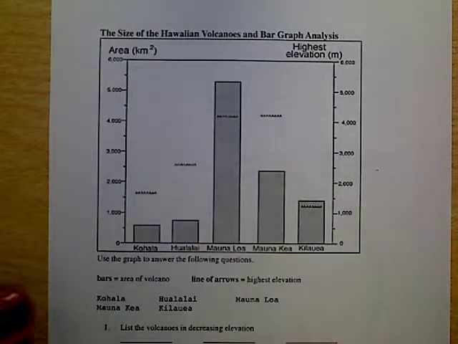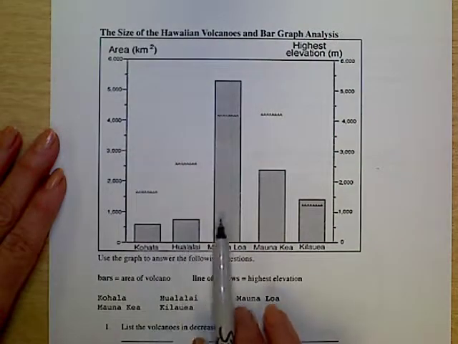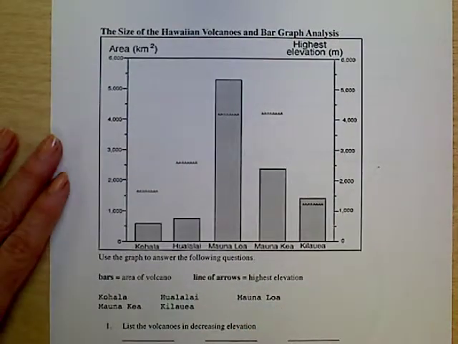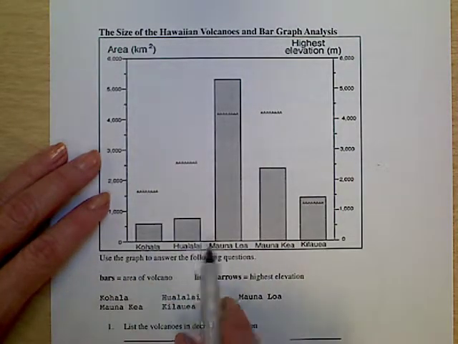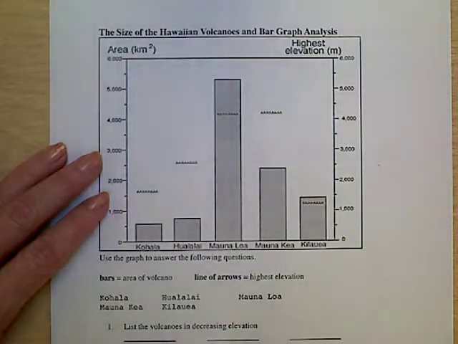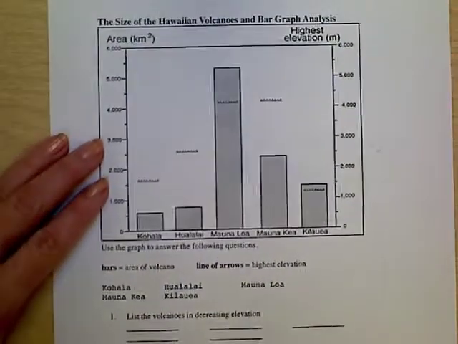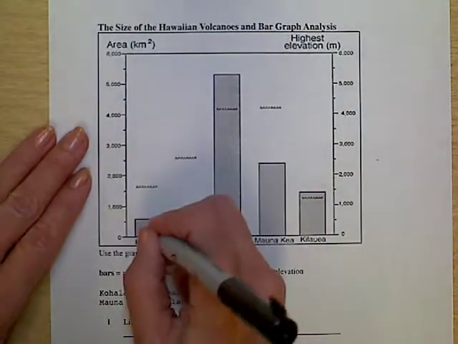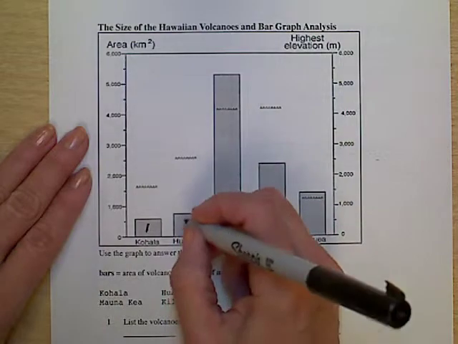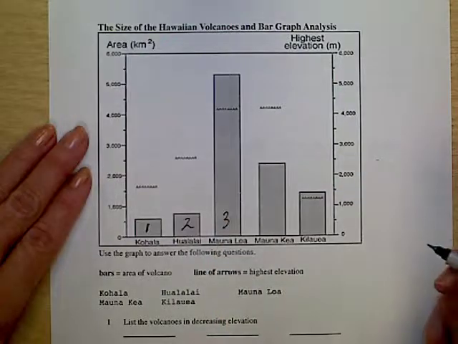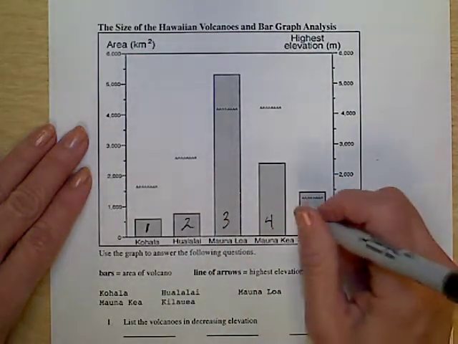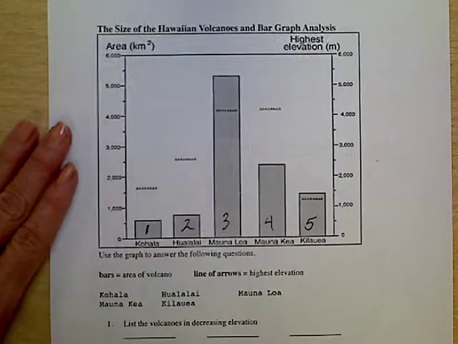Let's take a look at this chart that you guys had so much trouble with when we were talking about the size of the Hawaiian volcanoes in this bar graph analysis. So let's first take a look at the graph. We have 1, 2, 3, 4, 5 different volcanoes that we're looking at in the Hawaiian Islands. And instead of using the names, because number one, they're so difficult to pronounce, but number two, the lines on our paper are so thin, let's just number them and then we can refer back to the numbers. We'll say Kahala is 1, Iwalea is 2, Mauna Loa 3, Mauna Kea 4, and Kilauea 5. Okay, so let's just number them that way.